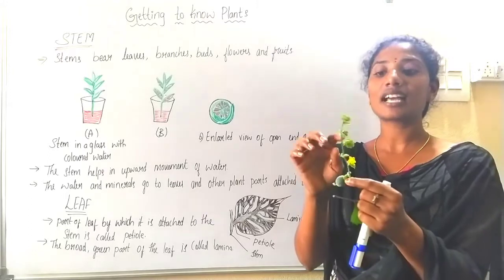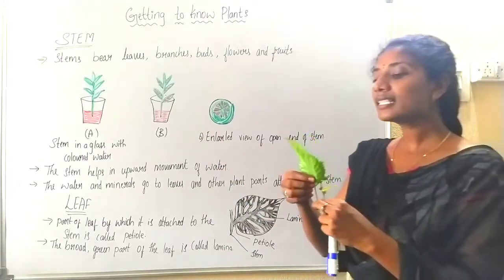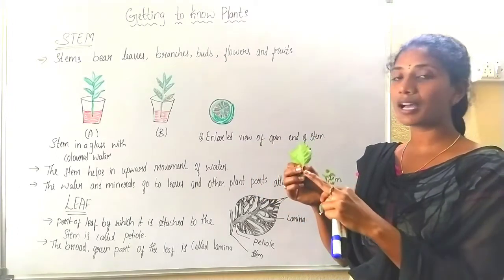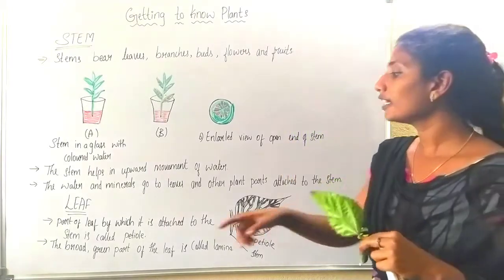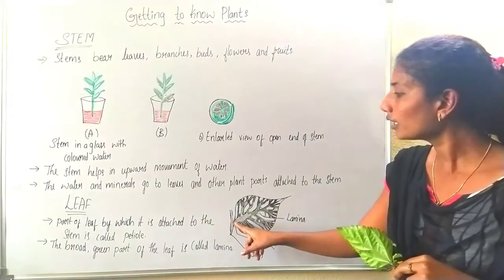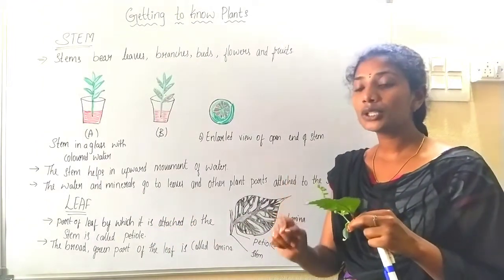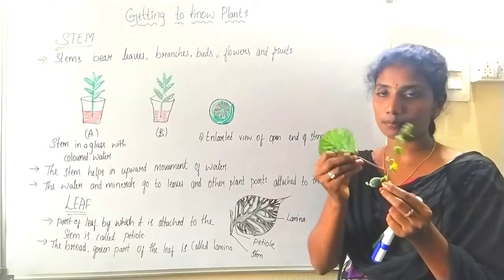The leaves are attached to the stem, that we learnt already, right? So there is a part of a leaf which is attached to the stem. So this is the part of the leaf which is attached to the stem. This part of the leaf we call the petiole. So what does a petiole do? Petiole will help in attaching the leaf to the stem.